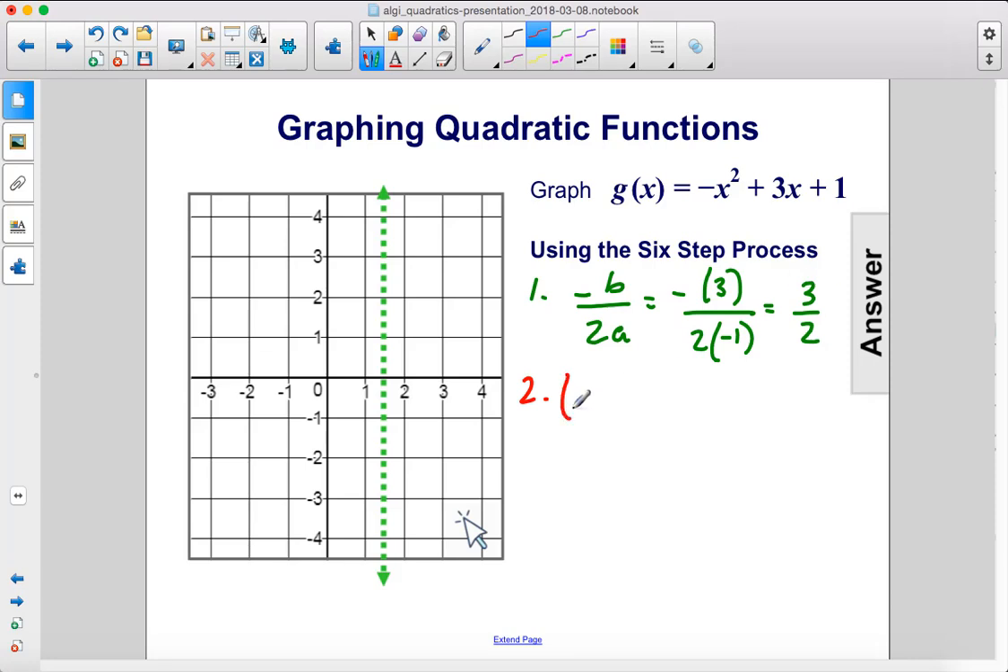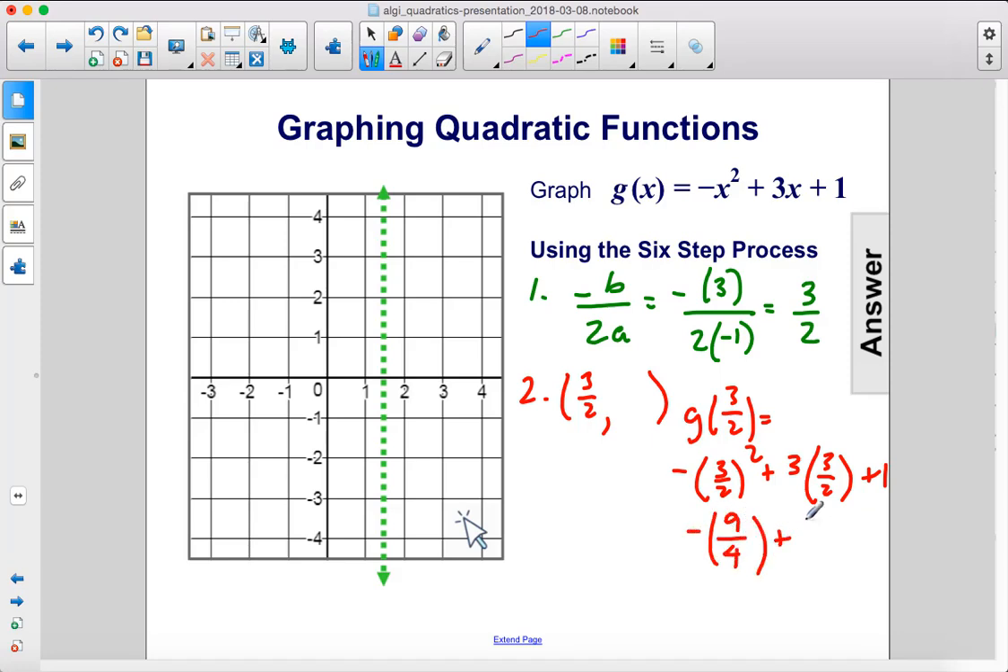All right. Moving on to the second step, we have the vertex. This is the x-coordinate of the vertex, and now we just need to plug it into the function to find out the y-coordinate. So we have g of 3/2 equals negative 3/2 squared plus 3 times 3/2 plus 1. So this equals negative 9/4 plus 9/2 plus 1. So if we change them all to be over 4, we have negative 9/4 plus 18/4 plus 4/4. So that would be 9/4 plus 4, 13/4.